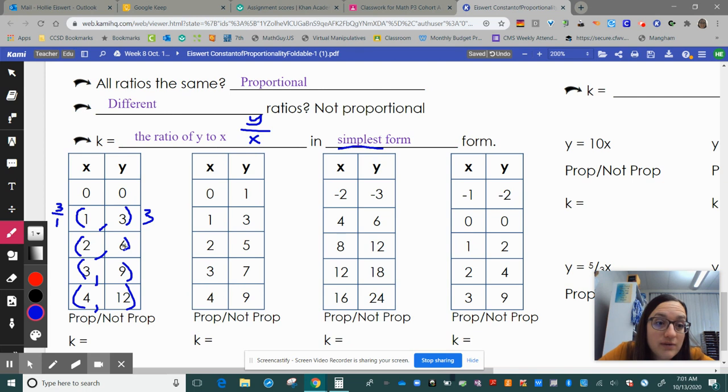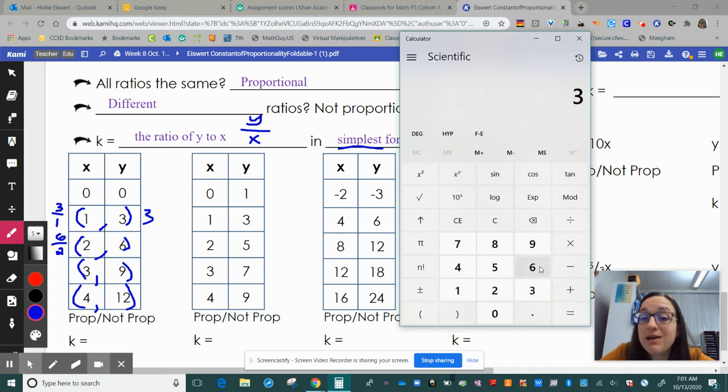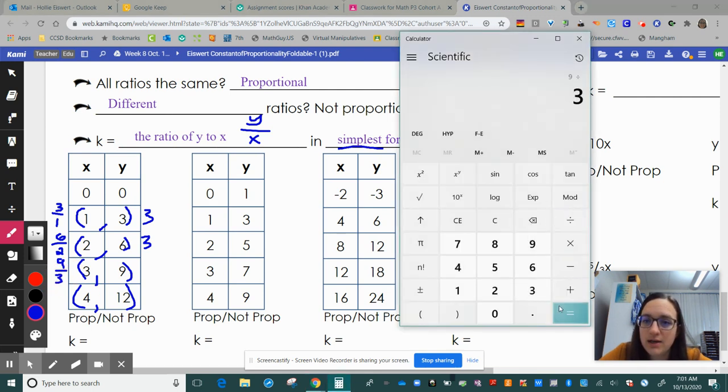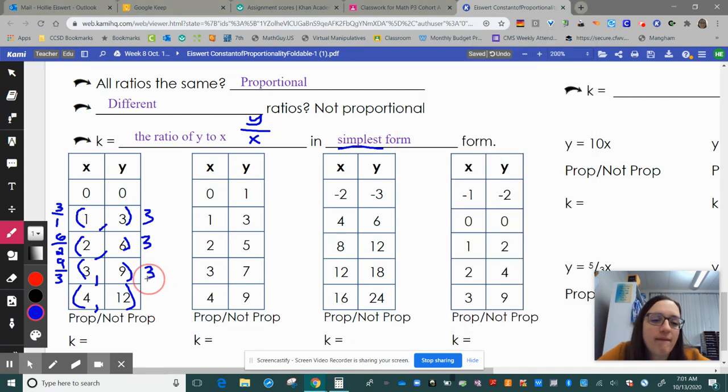Then here we have 6 divided by 2. That should also be mental math, but if not, we have 6 divided by 2. Oh, look, 3. So we do our next one: y, which is 9, divided by 3. I hope you can do that one with mental math. If not, what do you think it'll be? 3. And then we do our next one. Our y is 12 divided by 4. Okay, 12 divided by 4 is 3.